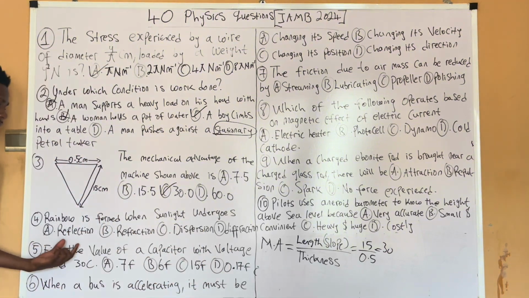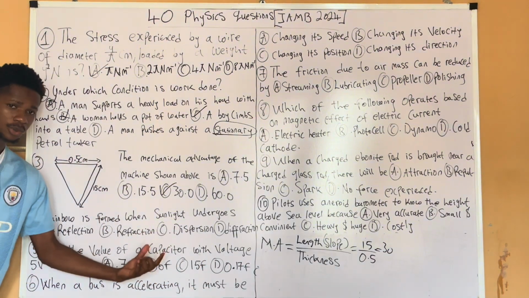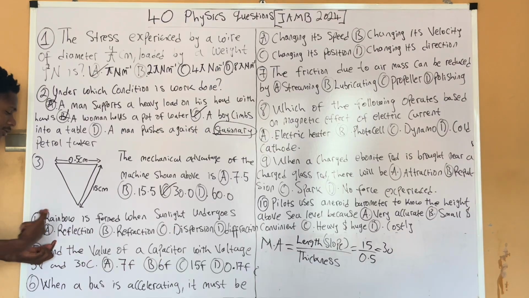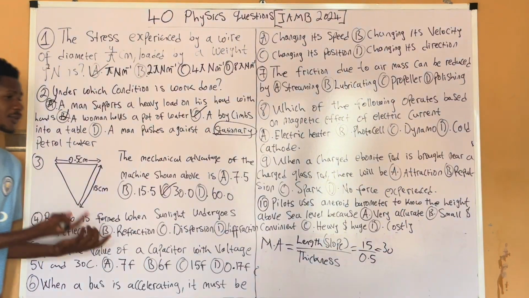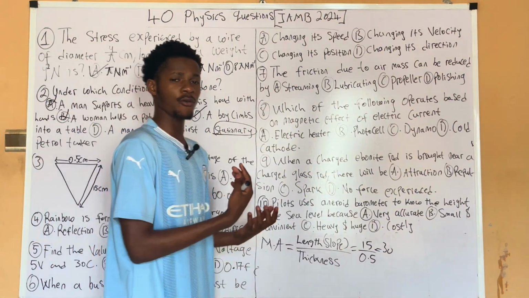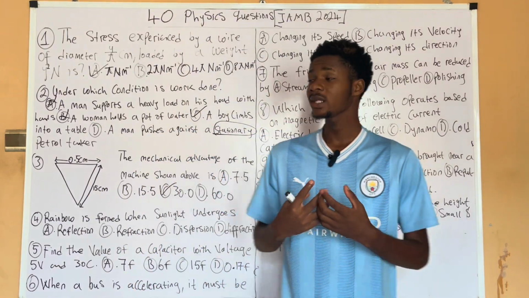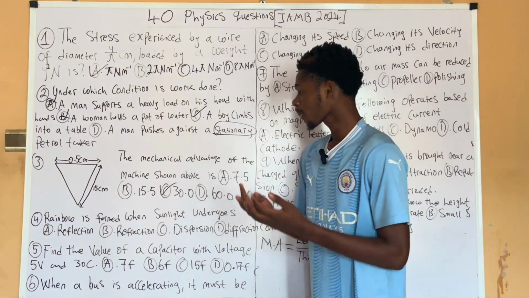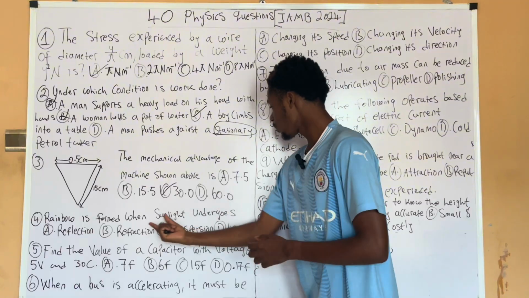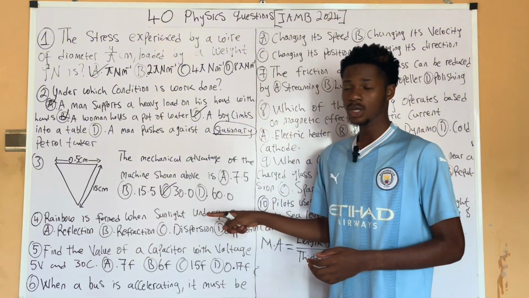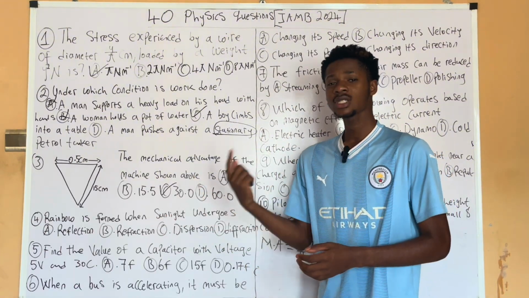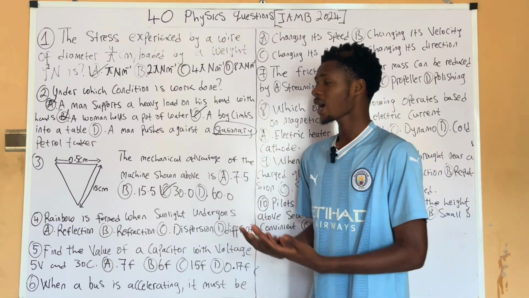Okay, now let's analyze each of these options. The first one says reflection. Now what is reflection? Reflection is simply the bouncing back of a wave when it hits an obstacle. I'm going to make use of light since rainbow has to do with sunlight. So I'm going to say reflection is the bouncing back of light when it hits an obstacle.